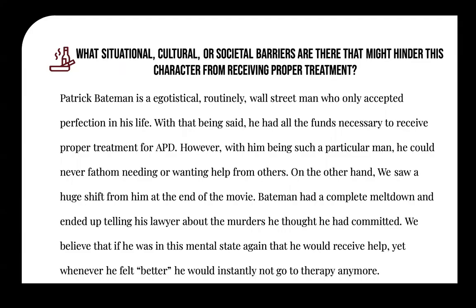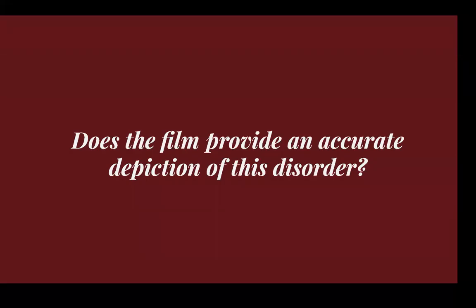So what's keeping him from receiving the treatment? He's an egotistical, routine Wall Street man who only accepted perfection in his life. With that being said, he had all the funds necessary to receive proper treatment, but him being so particular, he didn't fathom needing or wanting help from others. We also saw a huge shift in him at the end, though, and he had a complete meltdown and ended up telling everything to his lawyer about the murders that he thought he had committed. We believe that if he was in this mental state again, he would receive help, but whenever he felt, quote, better, he would instantly not go to therapy anymore.